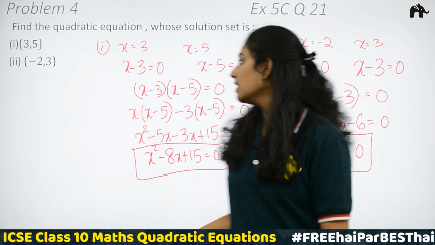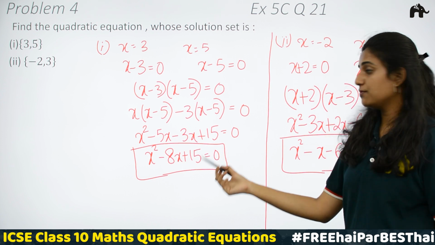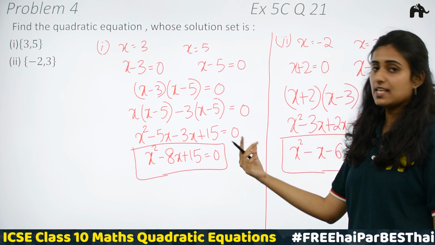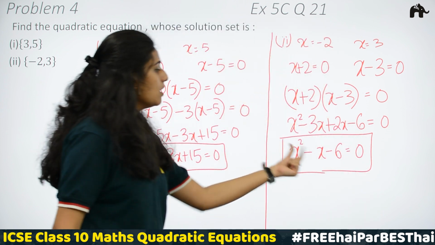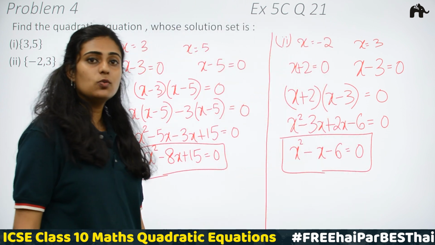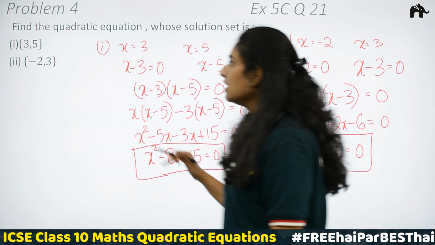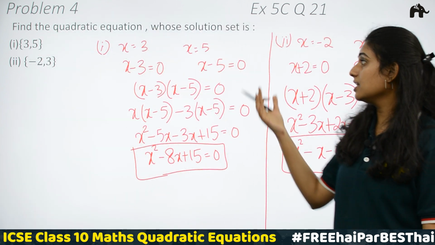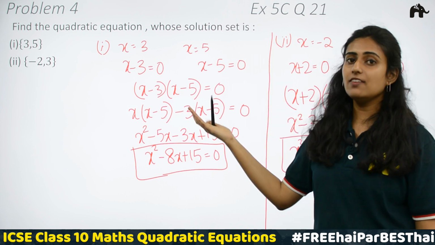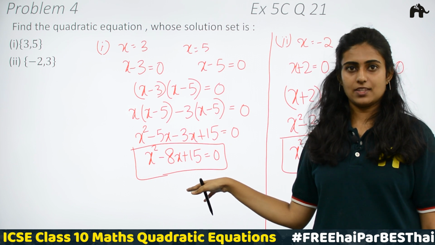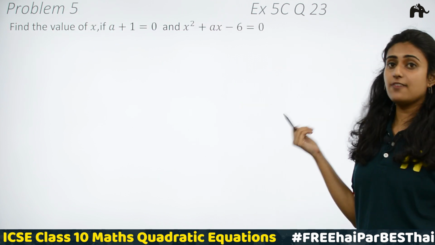In the first case, we got x square minus 8x plus 15 is equal to 0 as the quadratic equation. And in the second case, we got x square minus x minus 6 is equal to 0 as the quadratic equation. Got it? We are just doing the reverse process. In previous questions, we had the equation and we found the values of x. Here, x is given, we are finding the equation. Clear? Next, problem 5, question 23 of exercise 5C.